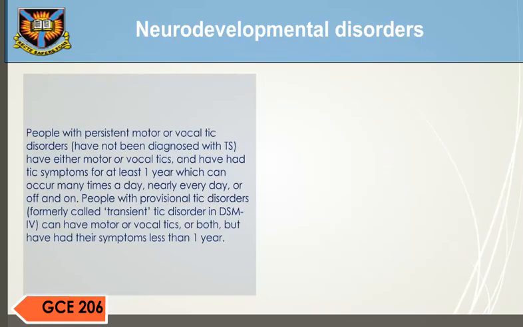People with persistent motor or vocal tic disorders have not been diagnosed with TS, have either motor or vocal tics, and have had tic symptoms for at least 1 year, which can occur many times a day, nearly every day, or off and on. People with provisional tic disorders, formerly transient tic disorder in DSM-4, can have motor or vocal tics or both, but have had their symptoms less than 1 year.